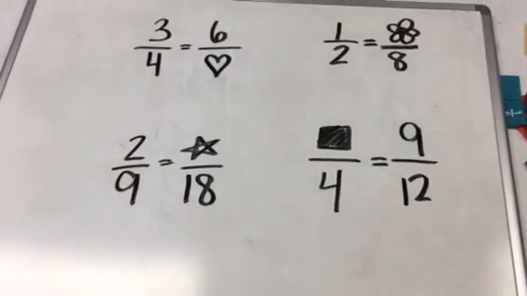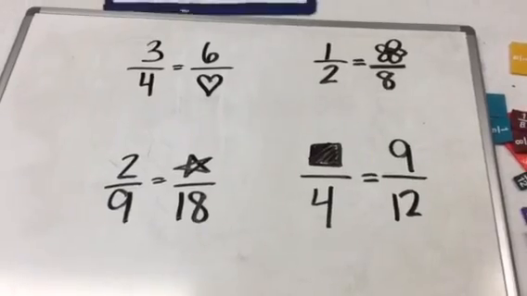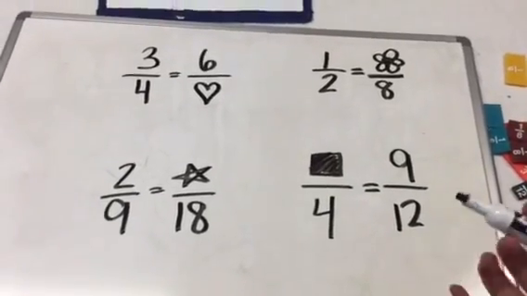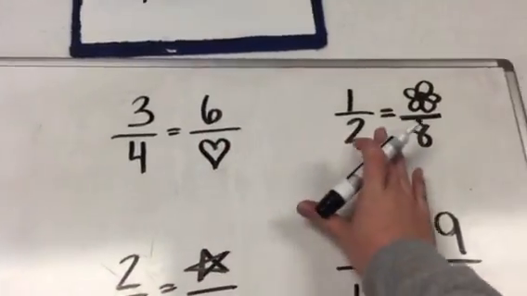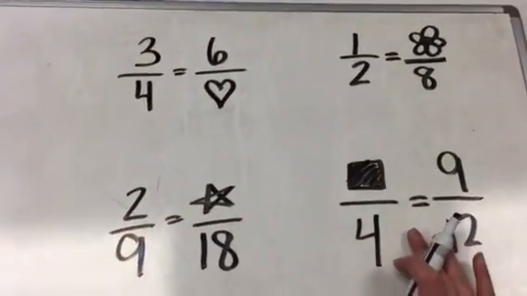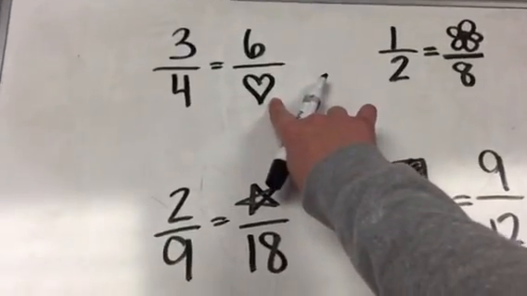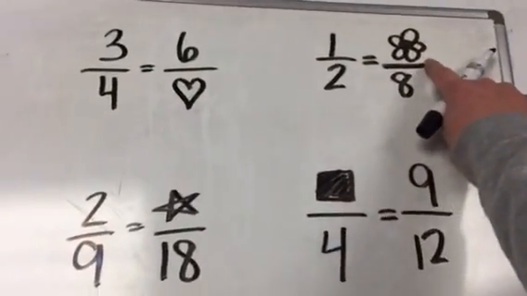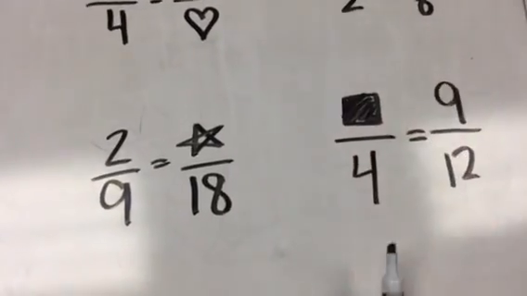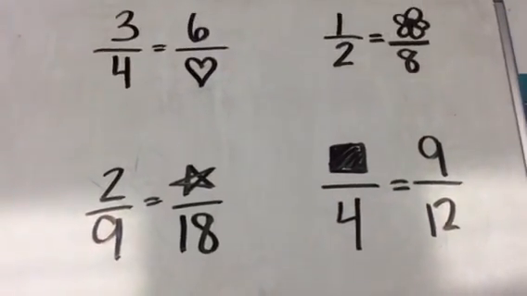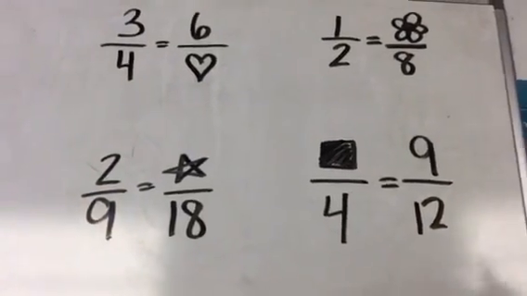We're working on fractions today, and we're specifically working on what we do when we're finding equivalent fractions and there's a numerator or denominator missing. So look, these are equal, these are equal, these are equal, these are equal, but they all have something missing. This one has a heart instead of a denominator. This one has a flower instead of a numerator, a star instead of a numerator, and a square instead of a numerator. So our job is to fill in the shape so that the fractions are equal like they're supposed to be.